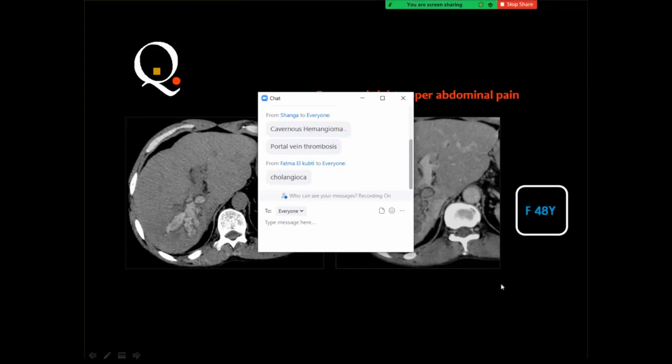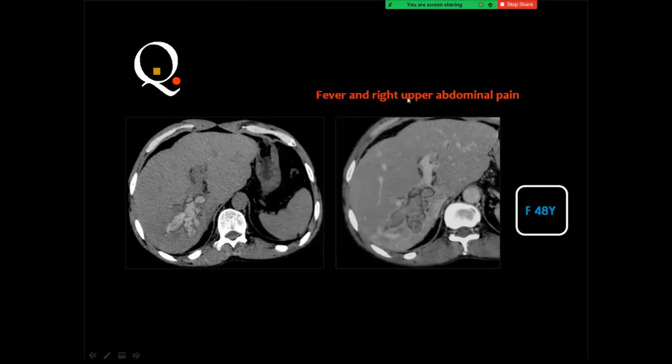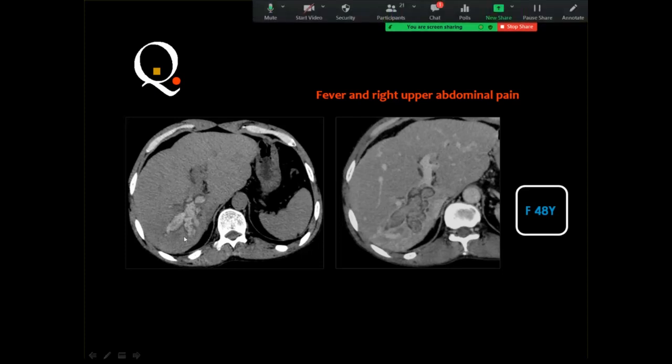Portal vein thrombosis or cholangiocarcinoma. No, these answers are not right. Actually, you can see some, let us say, calcifications or stones within the bile ducts. And after you give some contrast material, if you compare the density of the stones with the density of the enhanced liver, you get some difference in the appearance.